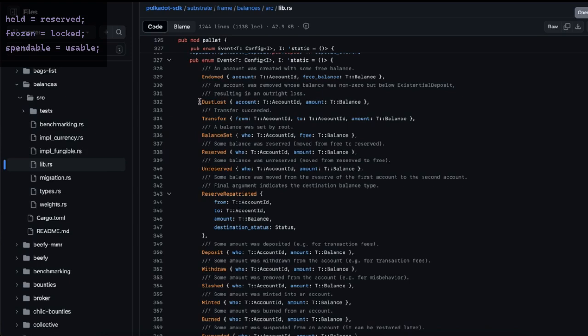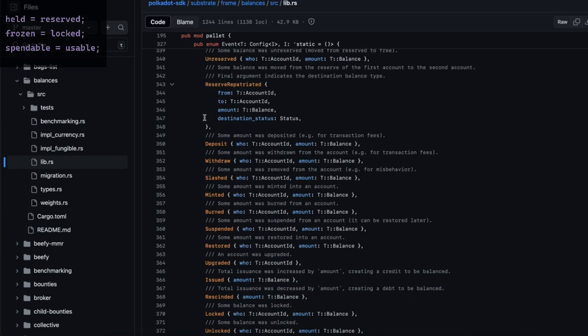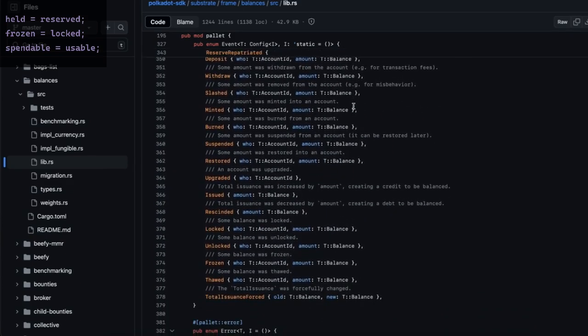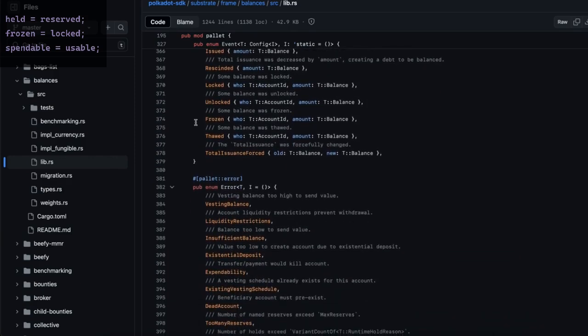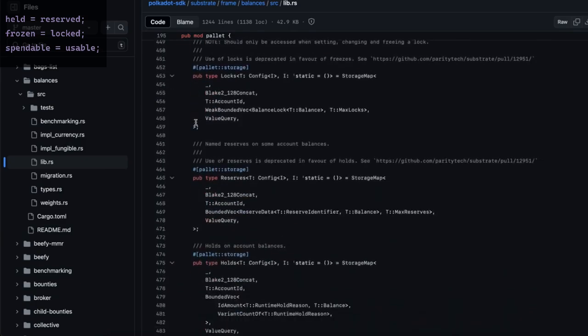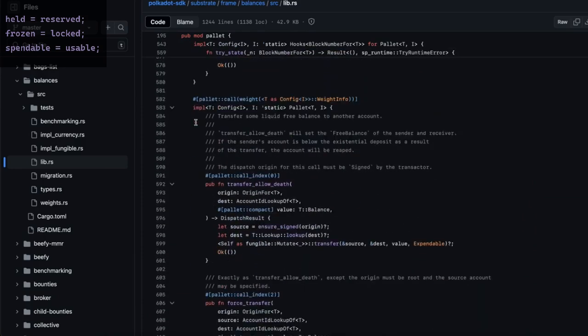Here, this event, transfer, balance set, reserved, that's where it is useful to take a look at our node. Unreserved, reserve repatriated, the final argument indicates the destination balance type, moved from the reserve on the first account to the second account. Withdraw, slashed, minted, burned, that's what's not used in Polkadot and Kusama. Here we can see the calls where all this logic is set.